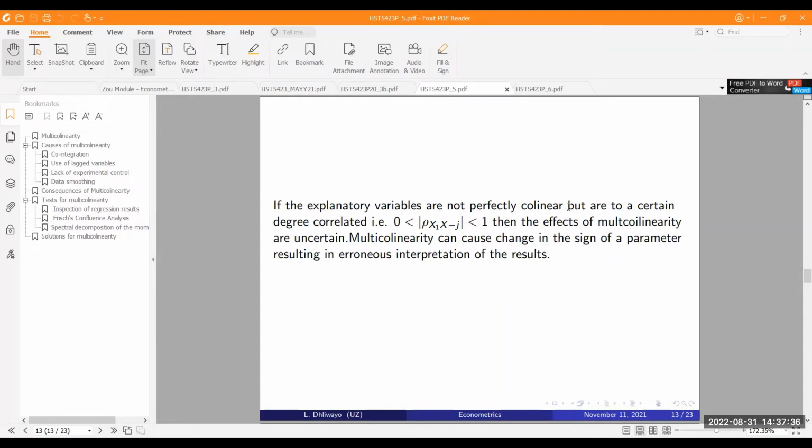Okay. If the explanatory variables are not perfectly collinear, but are to a certain degree correlated, i.e. the modulus of rho xi xj lies between 0 and 1, then the effects of multicollinearity are uncertain. Multicollinearity can cause a change in the sign of a parameter, resulting in erroneous interpretation of the results. Okay, we'll go into details on this one. Are we together? Can I move on?